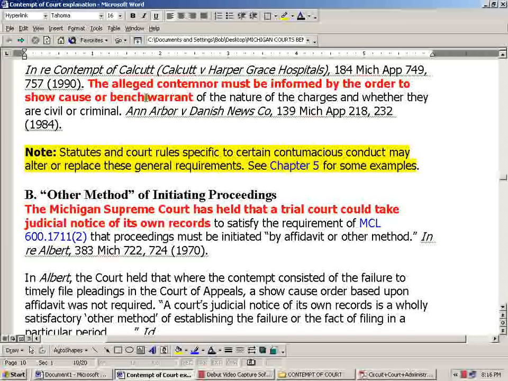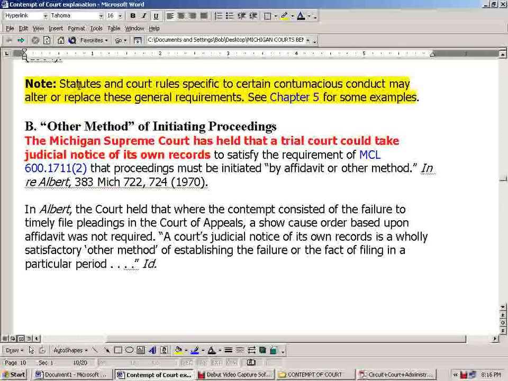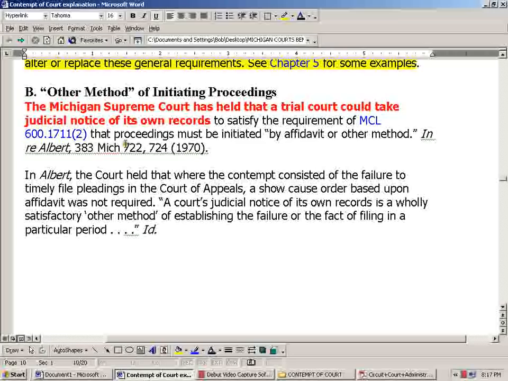The alleged contemptor must be informed by an order to show cause or a bench warrant. Notice: statutes and court rules specifying certain contemptuous conduct may also replace these general requirements. See Chapter 5 for more examples. Other method. This held that a trial court could take judicial notice of its own records to satisfy the requirements of MCL 600.1711 that proceedings must be initiated by affidavit or other method. Right, so you tell the court to take judicial notice of its own records.